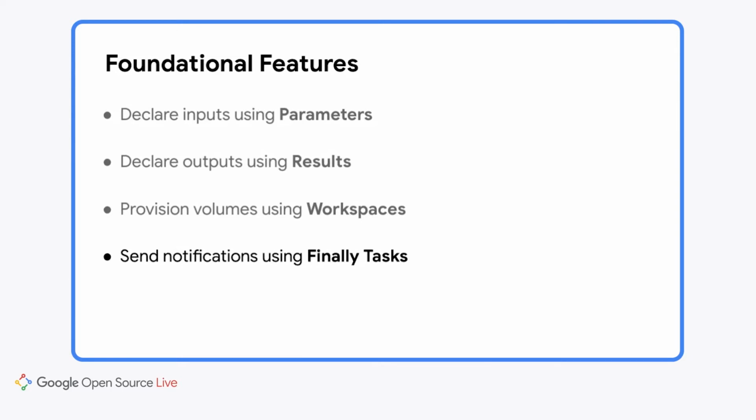I'll introduce two more features in pipelines, which include finally tasks that are used to send notifications or clean up the workspaces. These execute at the end of all the other tasks, regardless of whether it was a success or a failure. And lastly, we have a runAfter feature, which is used to order execution when there are no explicit resource dependencies.